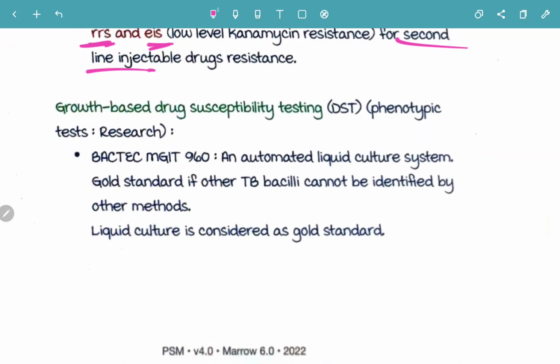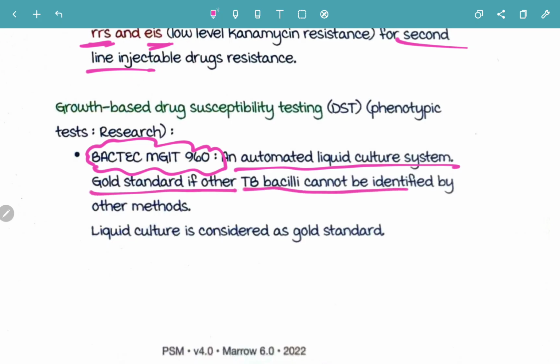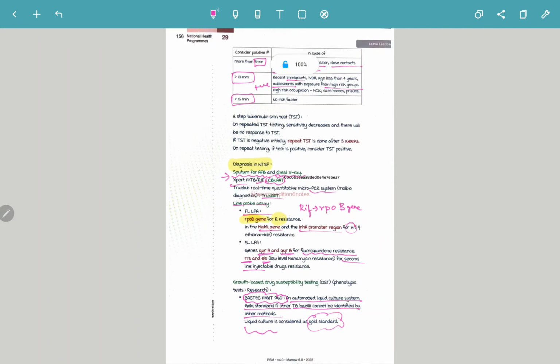Now moving on to the Bactec MGIT 960. Bactec MGIT 960 is an automated liquid culture system. It is the gold standard if other TB bacilli cannot be identified by other methods. Okay, so always liquid culture is considered to be the gold standard method for diagnosing TB.